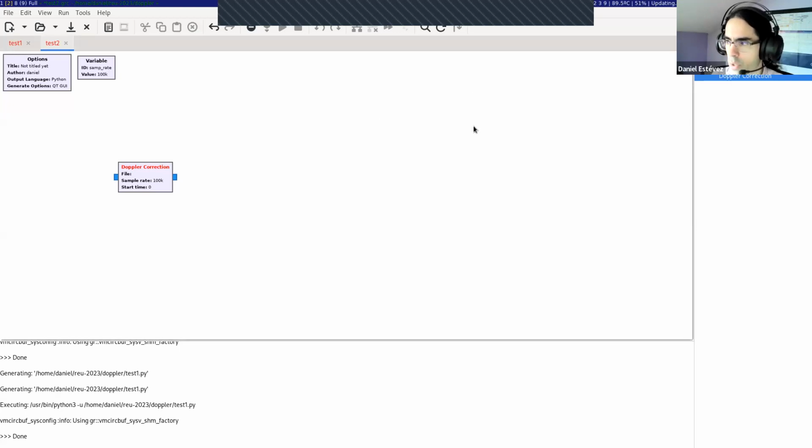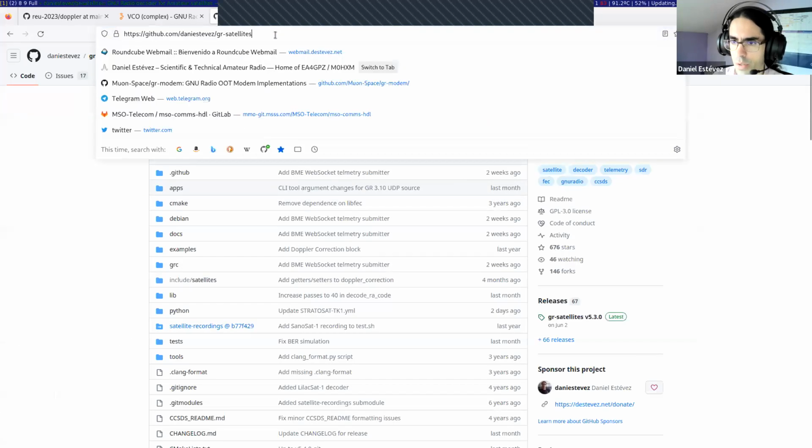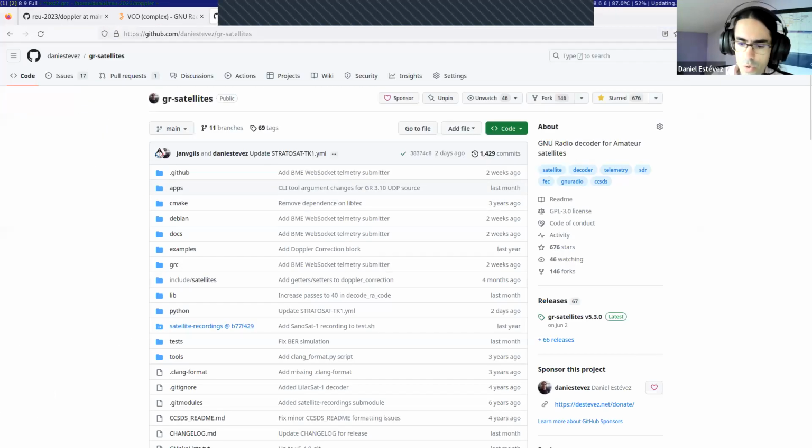This Doppler correction block is something I did. It's not included in the main GNU Radio tree. It's in GR satellites. I'm going to paste the link in the Slack channel. Let me do this properly. This is where GR satellites lives. And where do I have the Slack? Here. There we go.